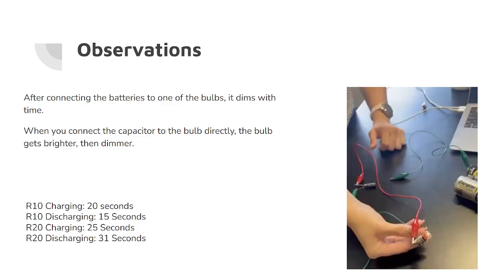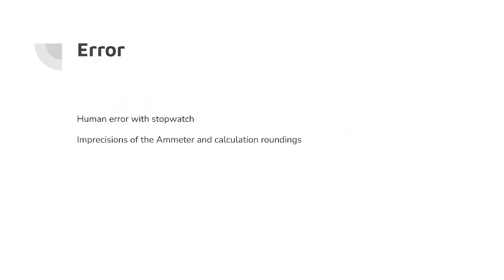The 10 ohm bulb charged in 20 seconds and discharged in 15. The 20 ohm bulb charged in 25 and discharged in 31. Possible sources of error include human error with the stopwatch, imprecisions of the ammeter, and calculation roundings.